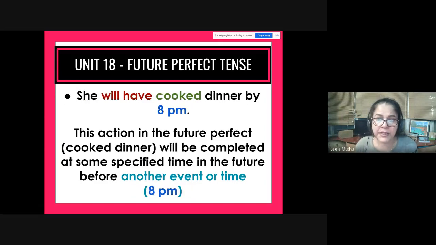She will have cooked dinner by 8 p.m. That blue X, let it be 8 p.m. So the action will have been completed by this time. The action is what? The future perfect, shall have cooked dinner, by 8 p.m., which is the X arrow. She will have completed or she will have cooked dinner by 8 p.m.